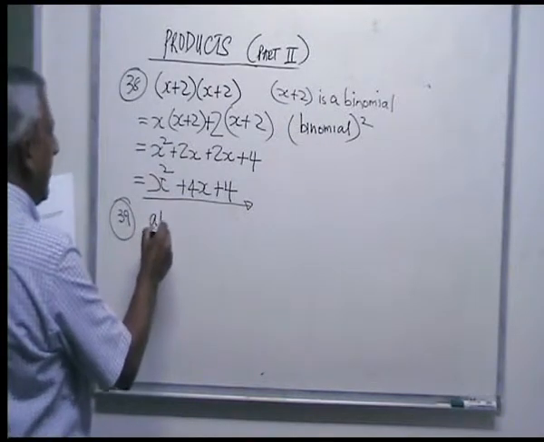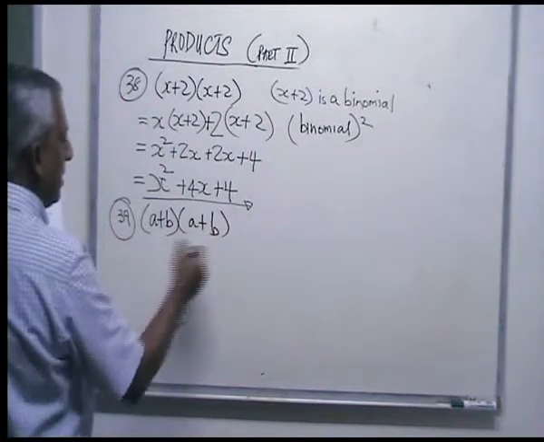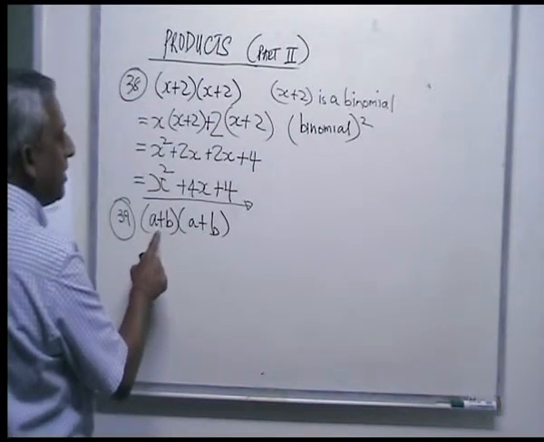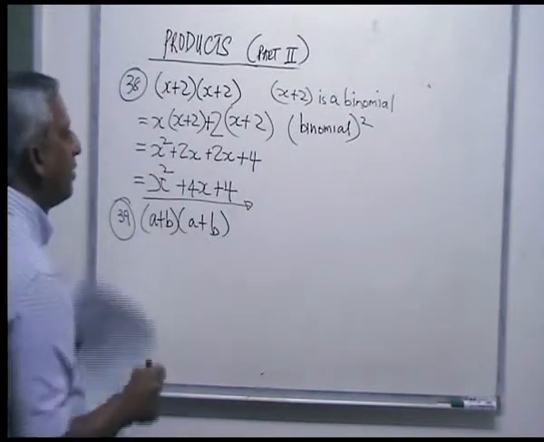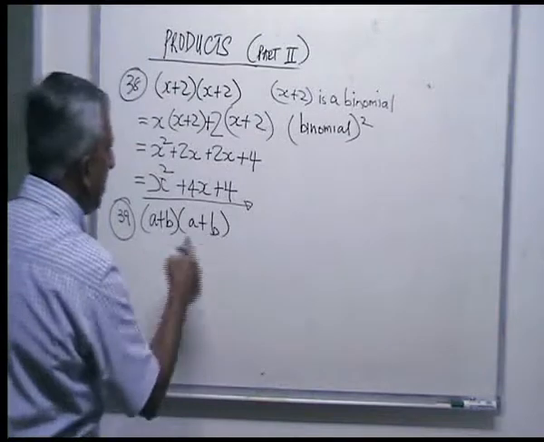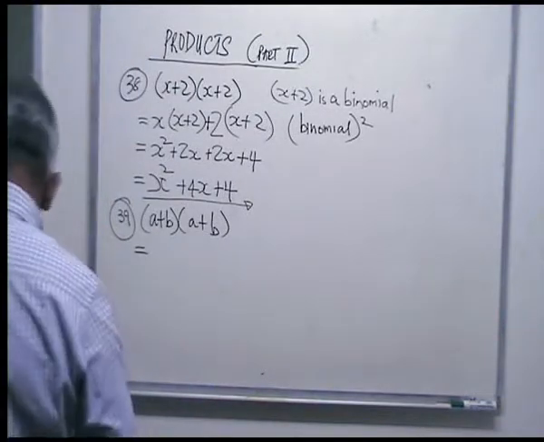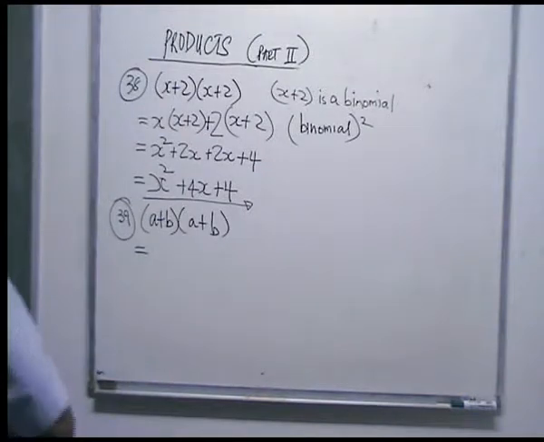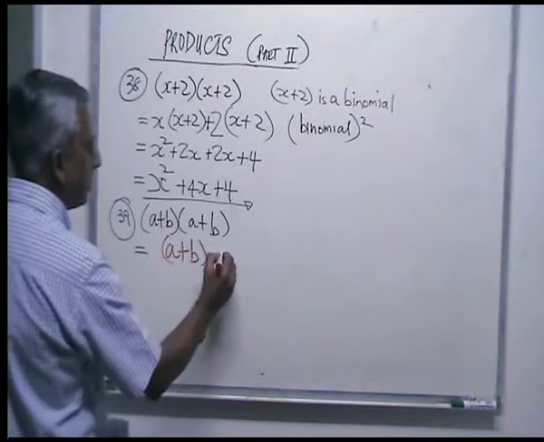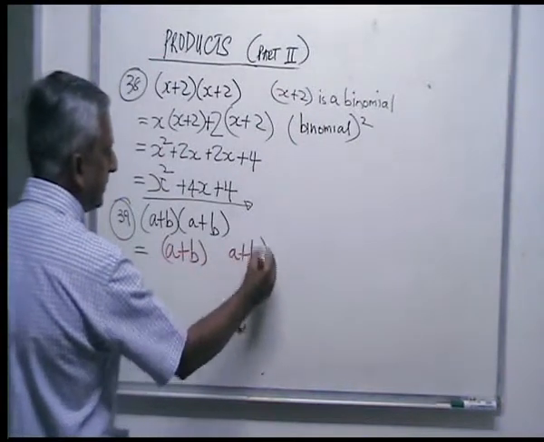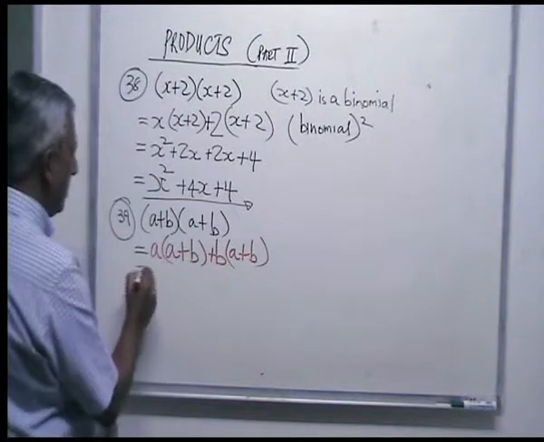Number 39, you've got a plus b times a plus b. You see, a plus b, 2 terms, it's a binomial. So this one is exactly that. So this is also called a binomial squared. But we're not using the shortcut for binomial squared. We're doing the work step by step. So write down the second bracket 2 times. Write down a here, and here we have plus b.